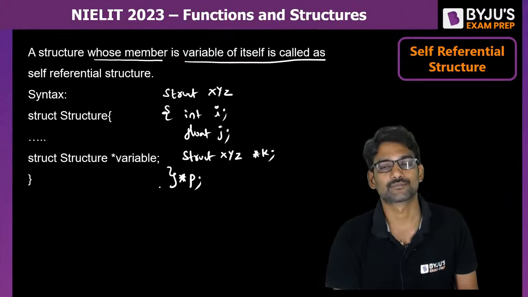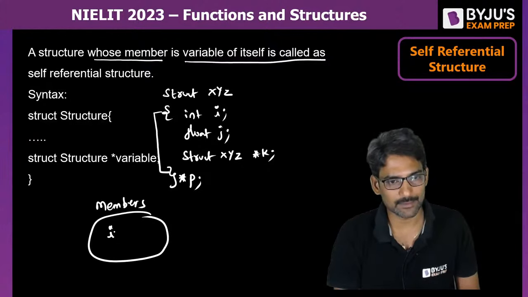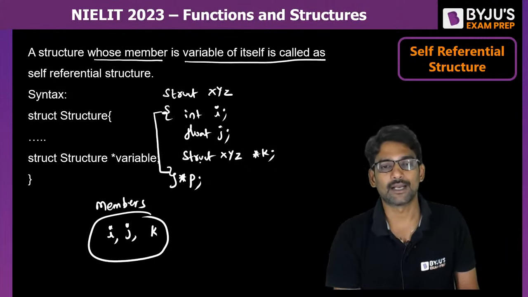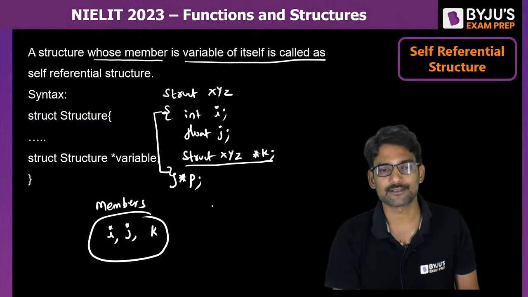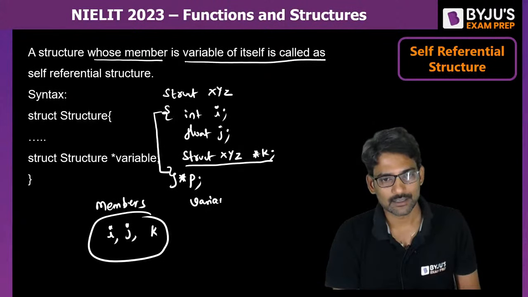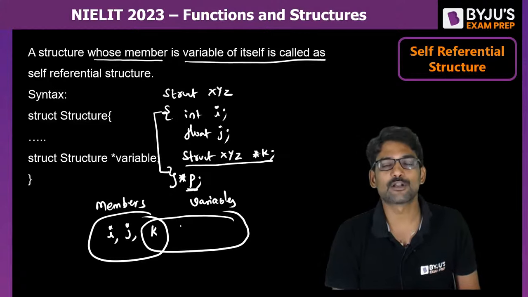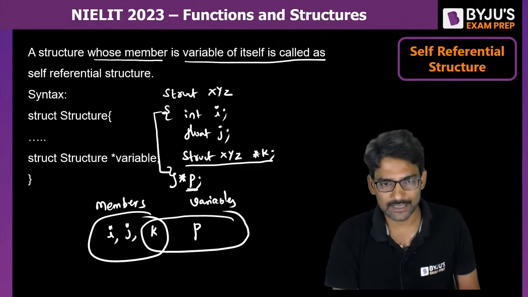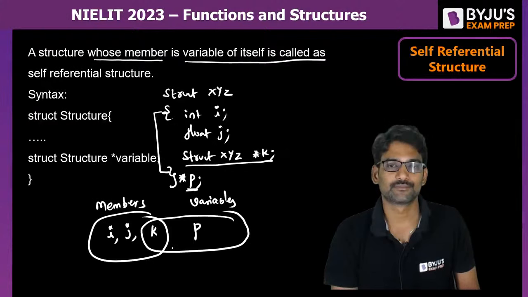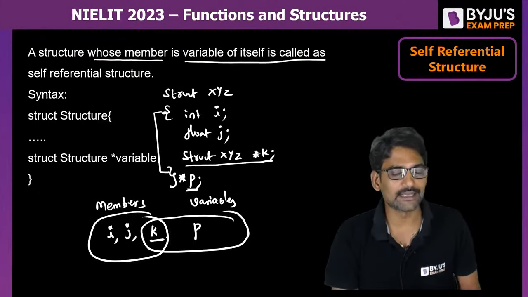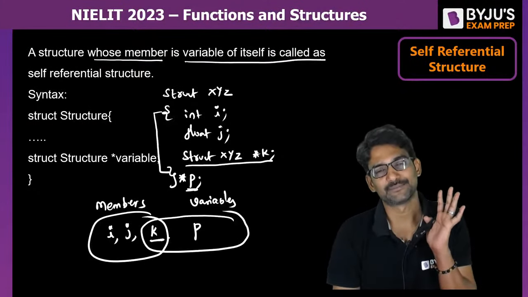Observe here, what you write inside the block, as I said, they are members. So what are the members of the structure here? i is a member, j is a member, k is a member. And whenever you use this syntax, they are called variables, and p is also there. So here p is a variable, k is a variable. So here if you see, k is a member as well as a variable.